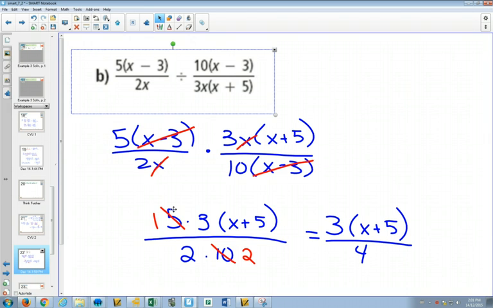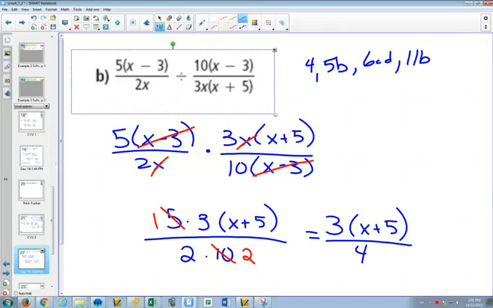So the questions you can do for question 2 are 4, 5b, 6c and d, and 11b.